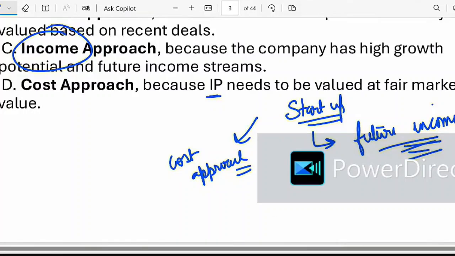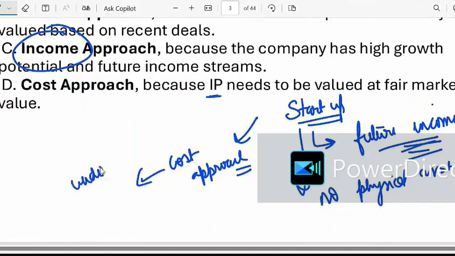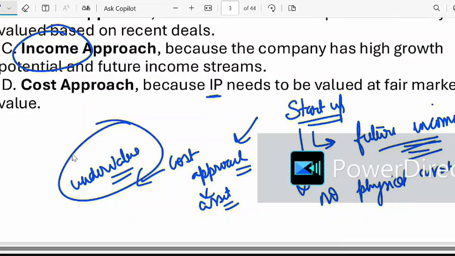Yes, obviously, the correct answer is yes. Because a startup has almost no physical asset today, right? So using the cost approach would undervalue it, because the cost approach looks at the assets that are present with the company right now. But since a startup does not have any physical asset right now, the cost approach will undervalue it. So that's why we will look at the future income for this startup. So this was our first example.